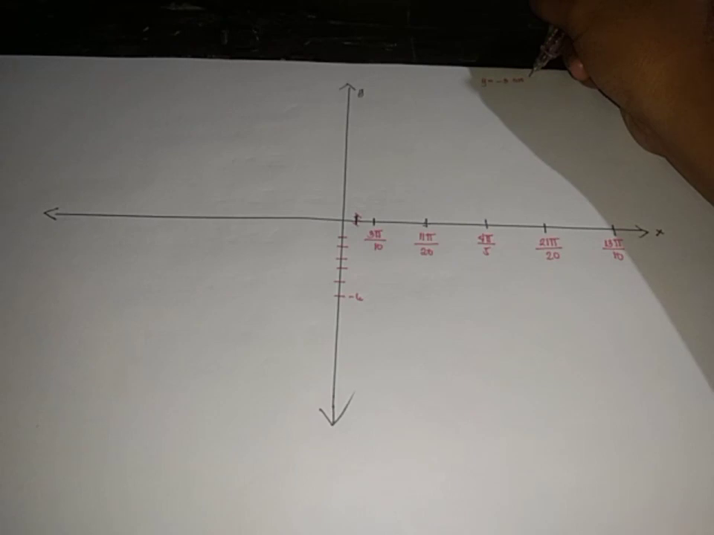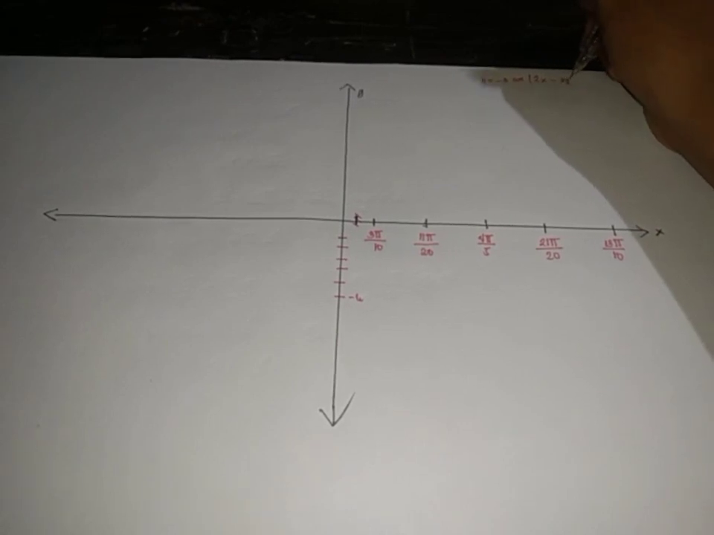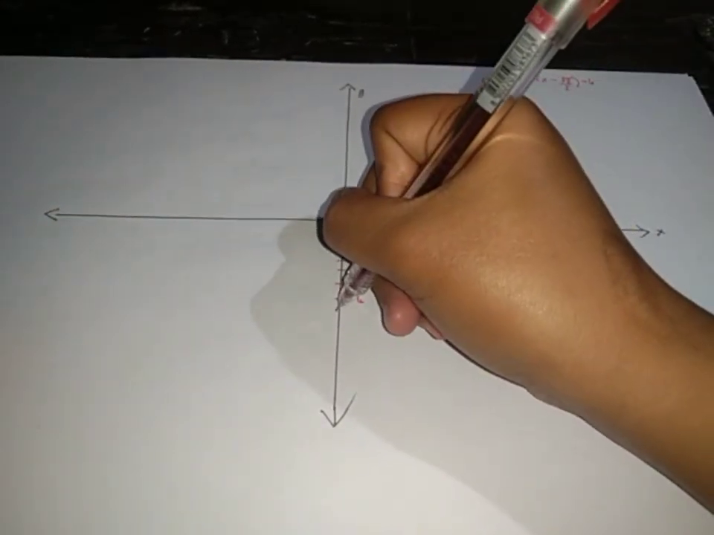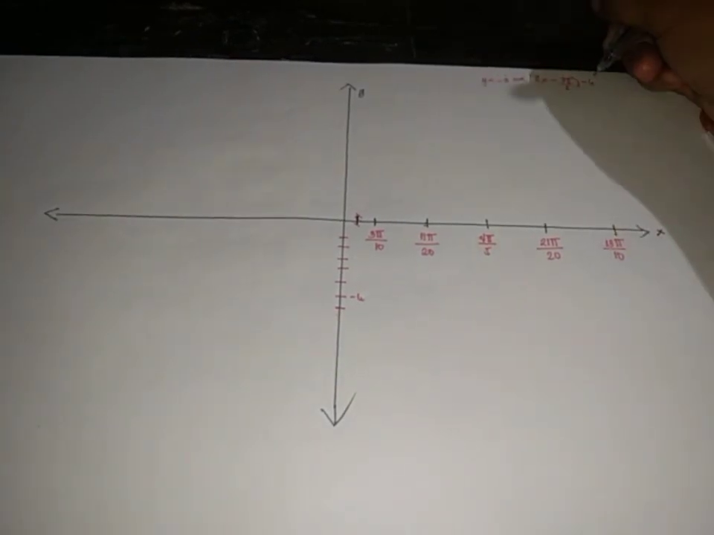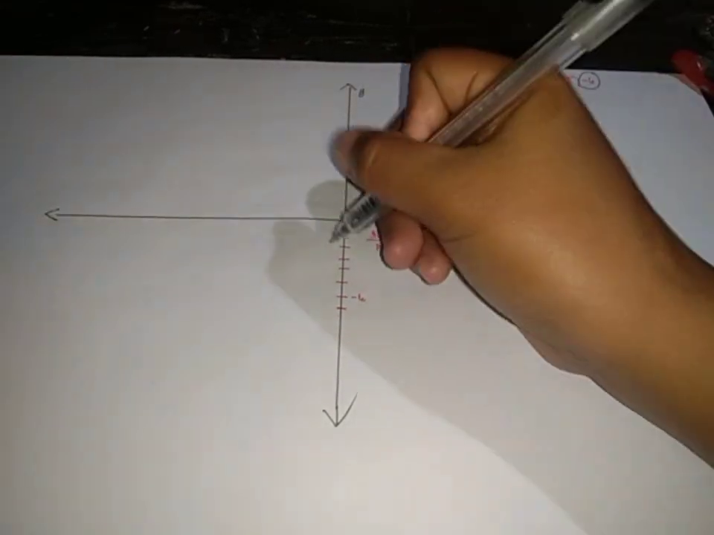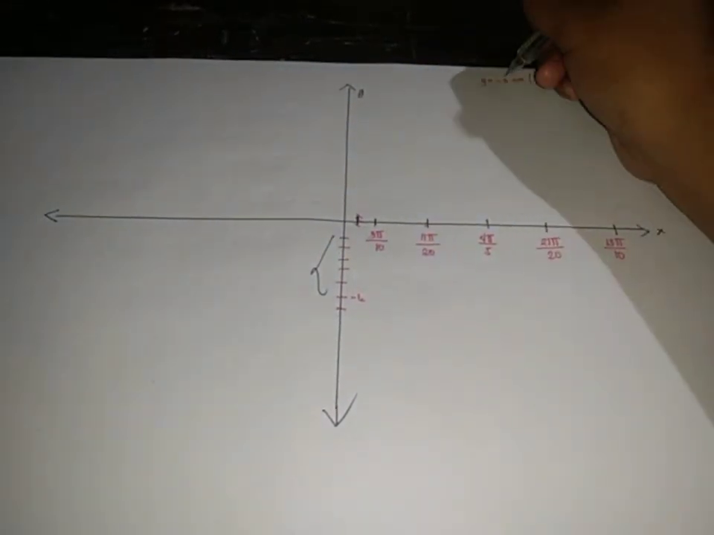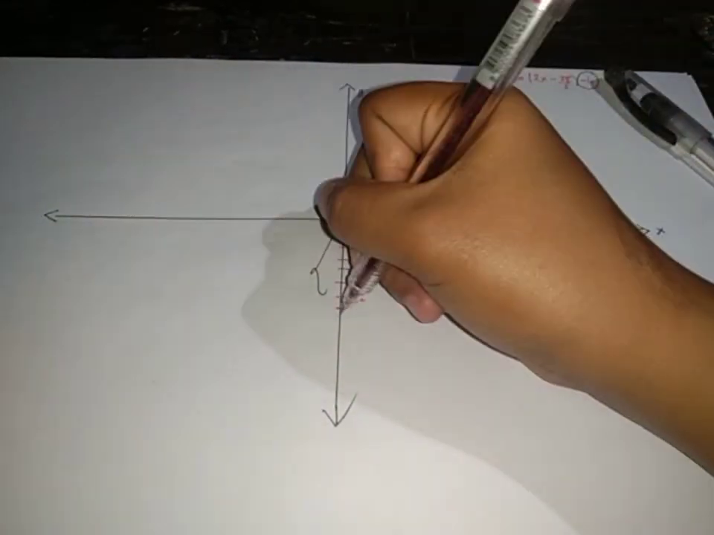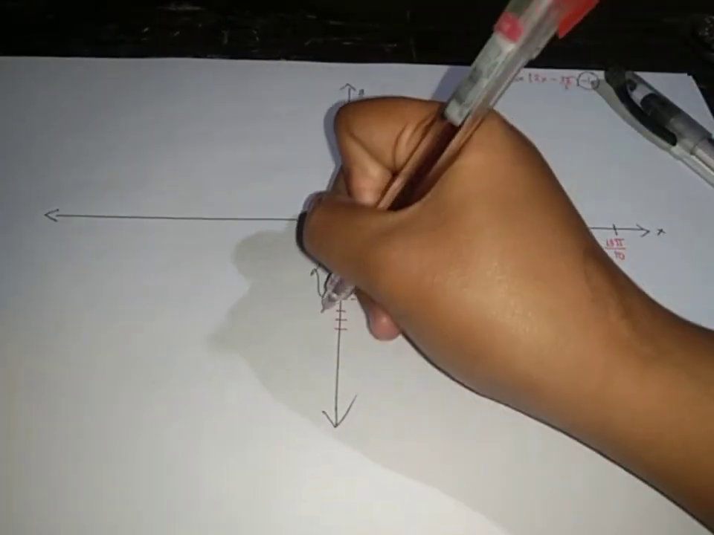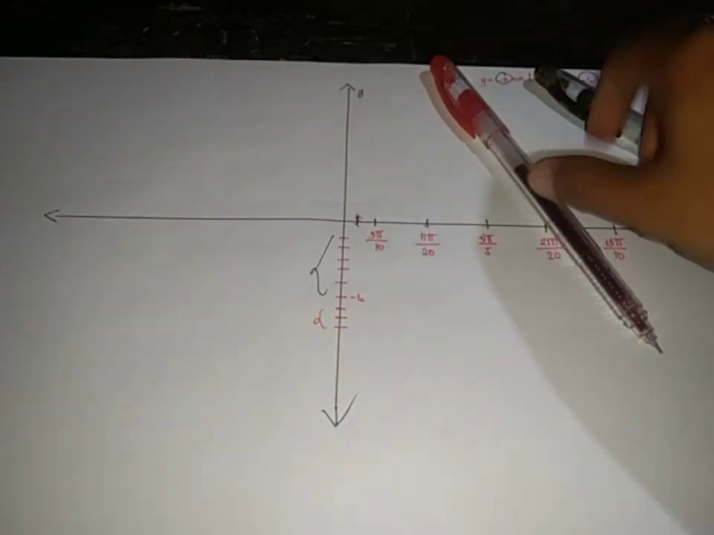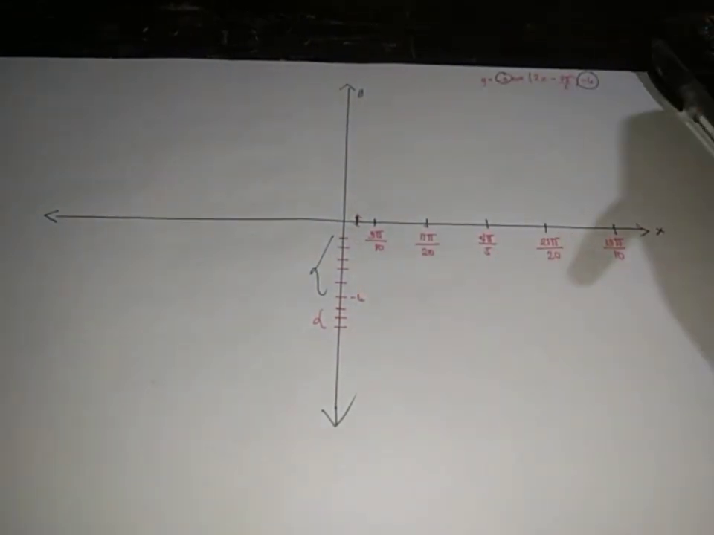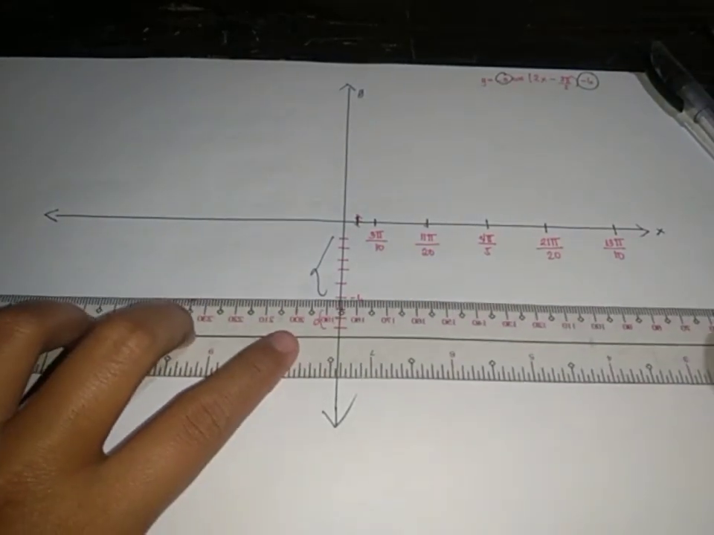cosine times the quantity of 2x minus 3 pi over 5 minus 6. So we have 1, we add 3. First we have the 6, the vertical shift. We will add 3 for our asymptote. 1, 2, 3 asymptote. Okay, so here we will draw a broken line.